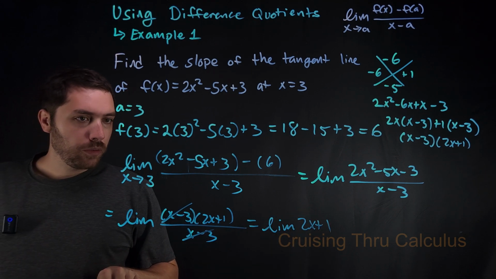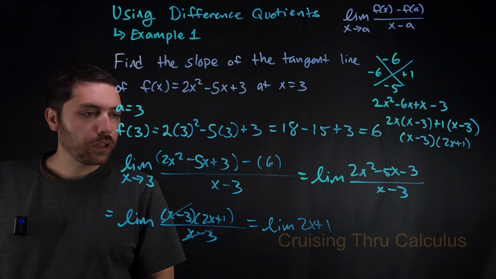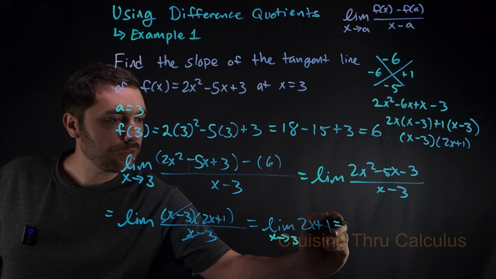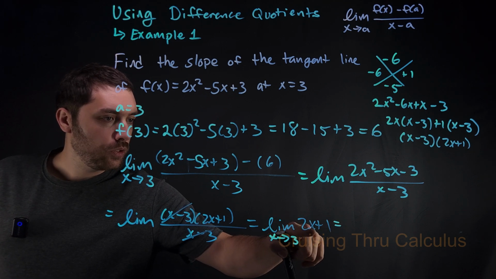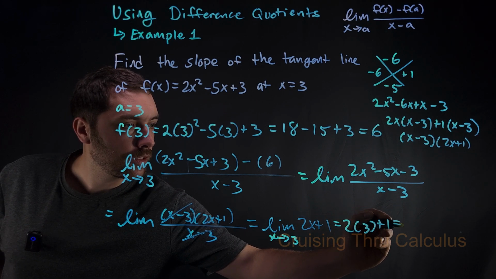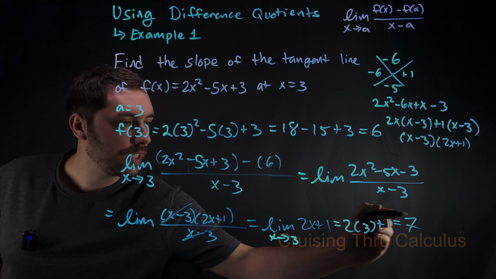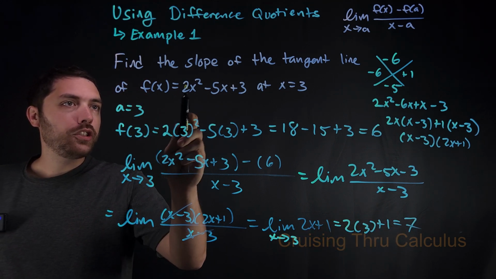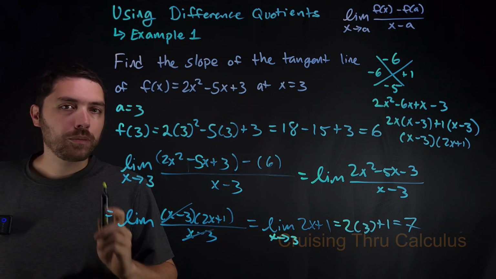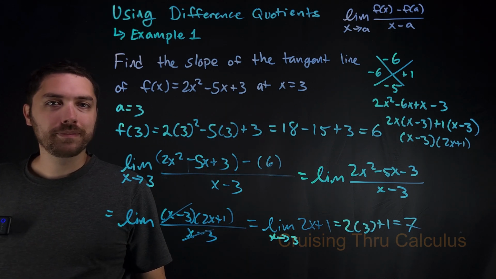Now, what were we approaching? We were approaching 3 here. So let's use substitution and plug 3 in for x. We're going to get 2 times 3 plus 1. So that'll be 6 plus 1, which is 7. And because they wanted just the slope of the tangent line and nothing else, that is our final answer, and we're done with our first problem.